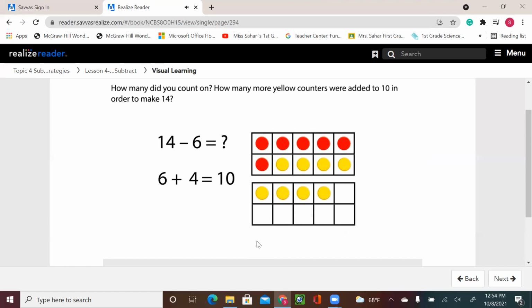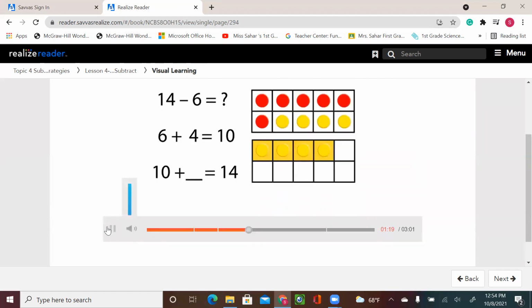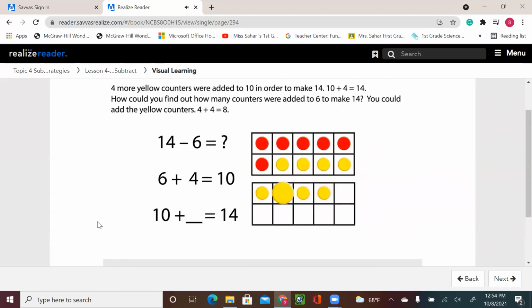How many did you count on? How many more yellow counters were added to 10 in order to make 14? Very good, 4. Because first we added 4 to make 10, and now we add 4 more to make 14. So that's total 4 and 4, double 4, 8. 4 more yellow counters were added to 10 in order to make 14. 10 plus 4 equals 14.